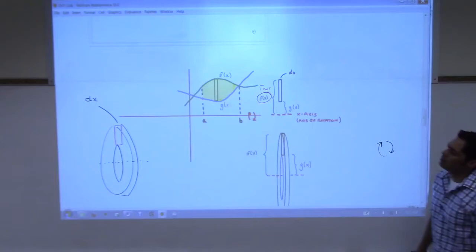Let's take this rectangle. I'm going to come at it from the side here. Kind of have to move things around. There we go. I'm going to take that rectangle, and I'm going to rotate that rectangle around the x-axis. All right, now that's kind of hard to see. Does that make sense, though?